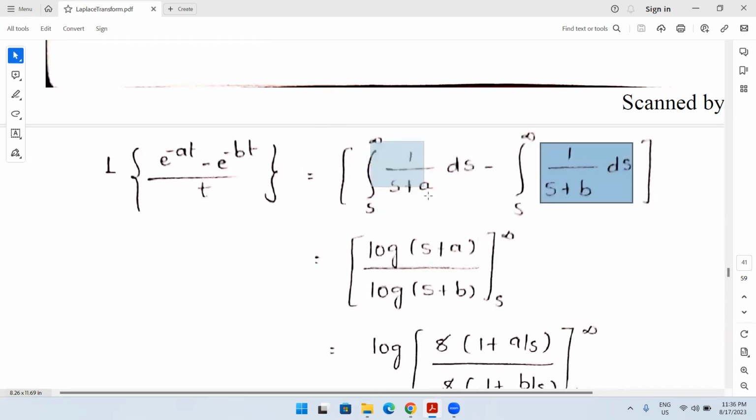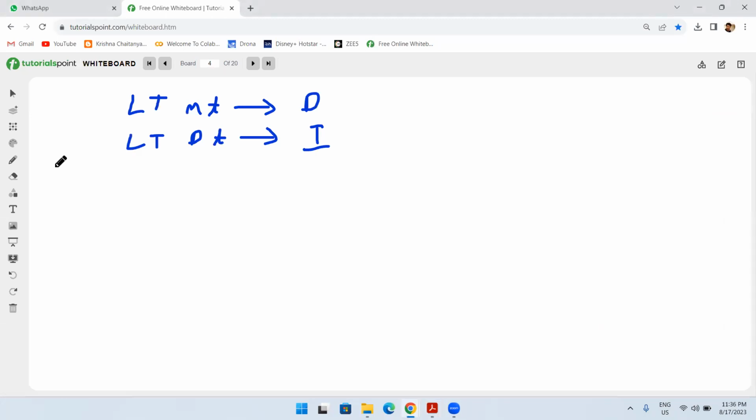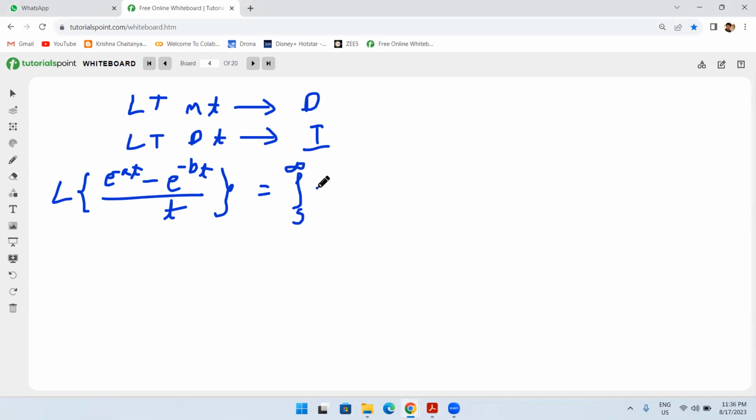What is the integral of 1 by s plus a? It is nothing but log of s plus a minus log of s plus b. So here the steps are not there, I'll write them here. Okay, integral. So here the Laplace transform of e power minus at minus e power minus bt by t is nothing but the integral from s to infinity of f bar of s ds.